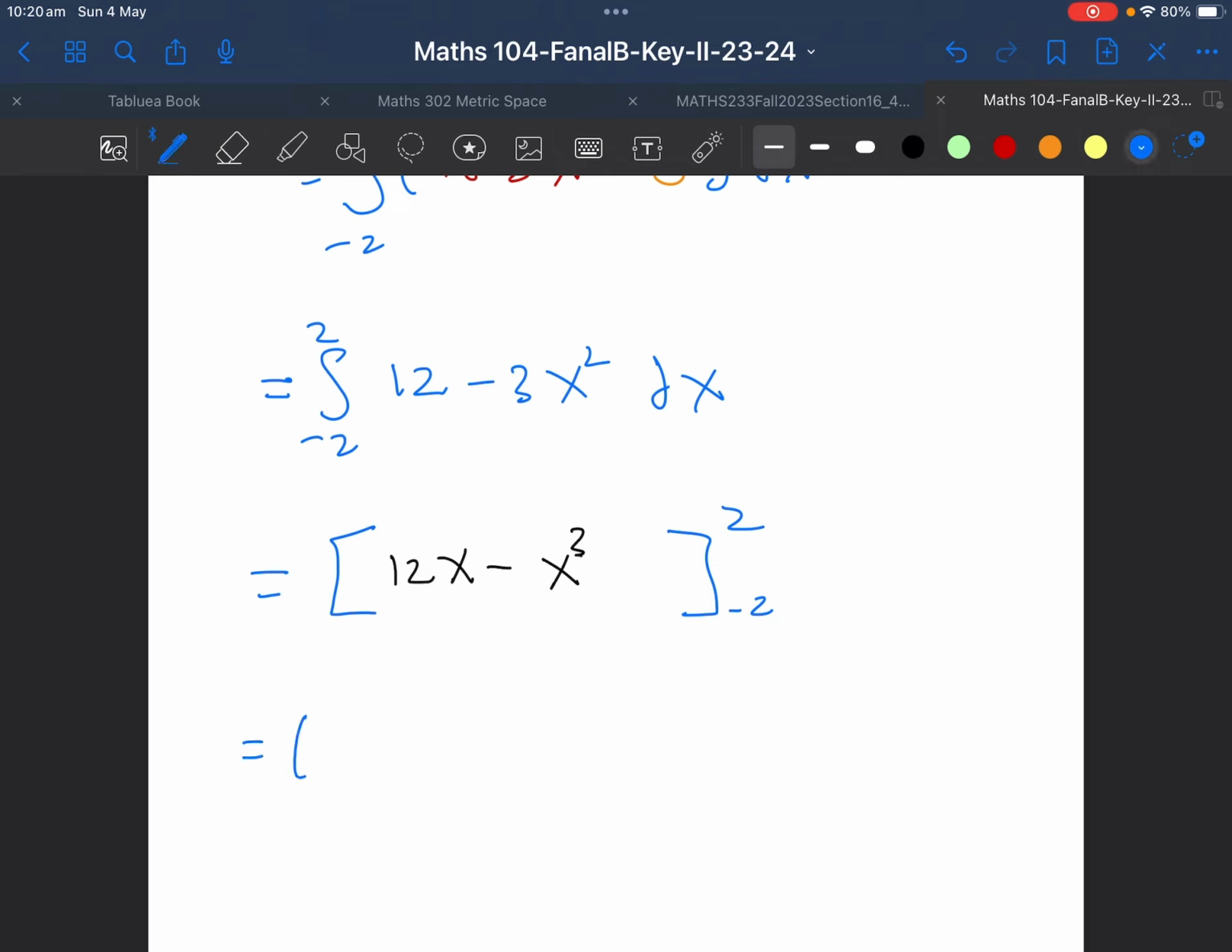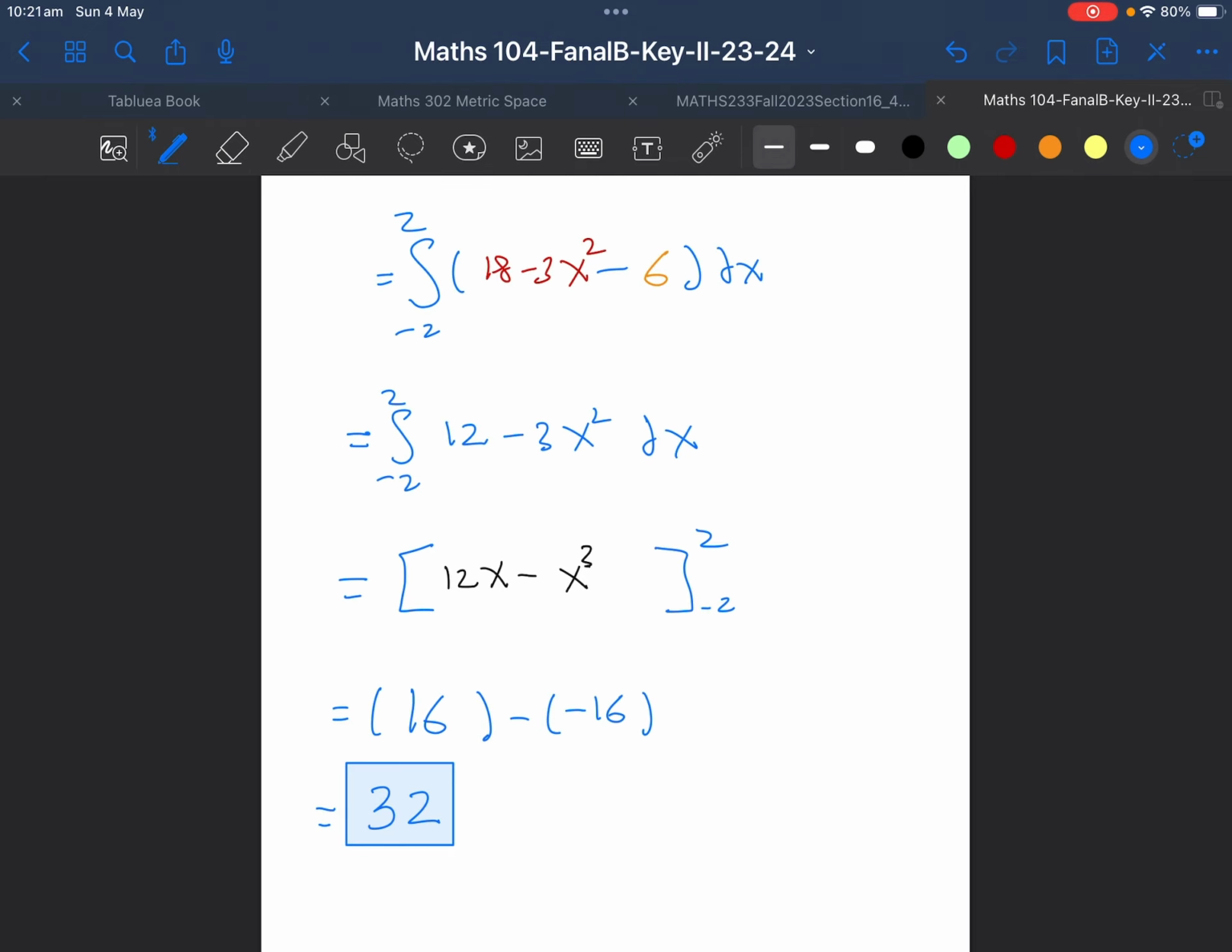Now, if you use your calculator, if you substitute 2, you will get two numbers. The first one is substitute x equal to 2. You get 16 here. Now, do the same. Substitute x equal to negative 2. You will get negative 16 here. If you do it all in all, the answer is just 32. And that's the answer for this question.